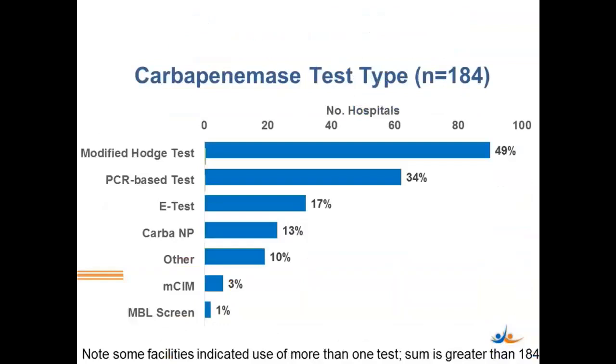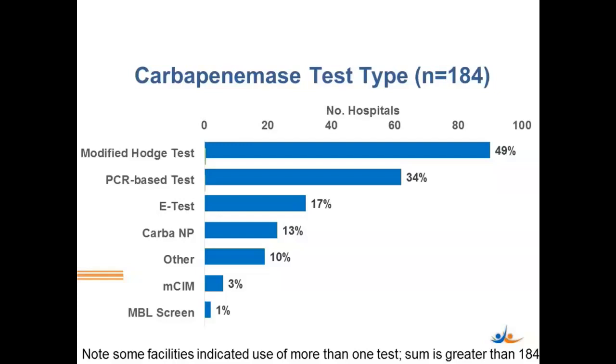And this is a breakdown of the carbapenemase test types that were indicated. As I mentioned, the majority, I think it was about 90, used the modified Hodge test. Others used PCR-based tests, which are molecular tests. They're able to tell you not just that a carbapenemase is present, but what type of carbapenemase, whether it's a KPC or NDM or VIM or something like that. And these PCR-based tests can be commercial tests like Verigene, Nanosphere, or Cepheid Carba-R, but they can also be home-brewed PCR tests as well.